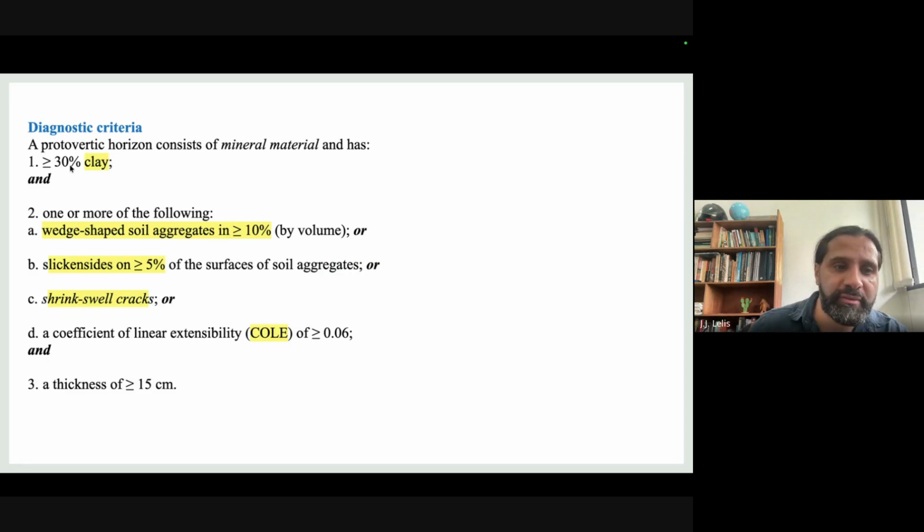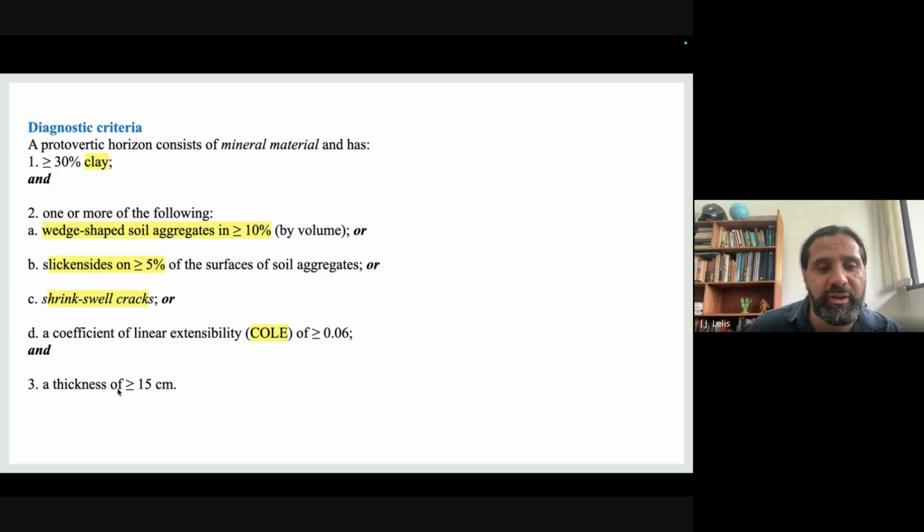Okay, so first of all, the minimum content is basically the same, 30% of clay. We should also register wedge-shaped soil aggregates, slickensides, or shrink-swell cracks, and in this case we need to find at least one of them. Or wedge-shaped soil aggregates, or slickensides, or shrink-swell cracks, or a coefficient of linear extensibility, called COLE, equal to or higher than 0.06.